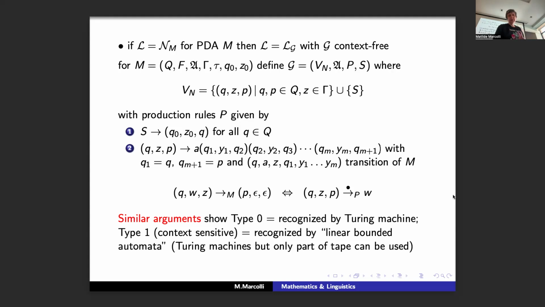Now I'm going to just discuss quickly the case of the remaining types. I haven't very carefully defined what I mean by type 0, and I'm just going to do it now more precisely. And the context-sensitive one, I have sort of described what kind of production rules they have.